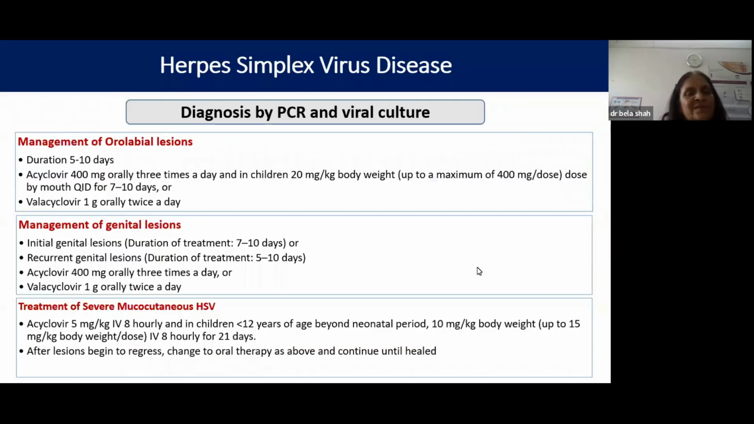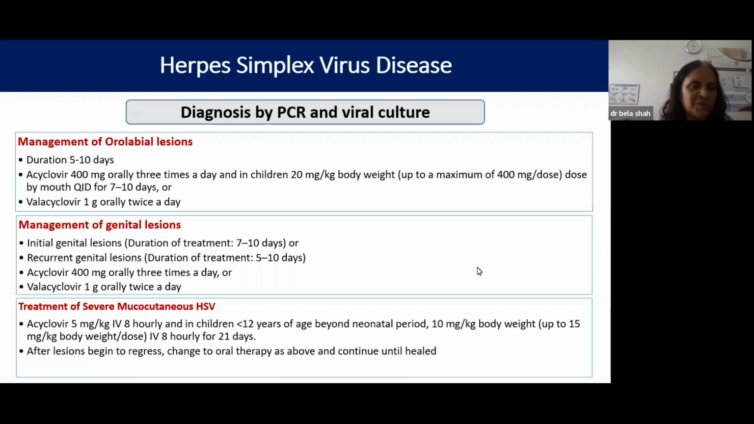So how do we diagnose? Most of the times, it is a clinical diagnosis, because we do not have access to diagnose these cases by subjecting our patients to PCR and viral culture. We don't do this. This is a clinical diagnosis. At the most, we do a Tzanck smear and we can see the giant cells. And of course, we do serology, HSV1 IgG, IgM, and HSV2 IgG, IgM.